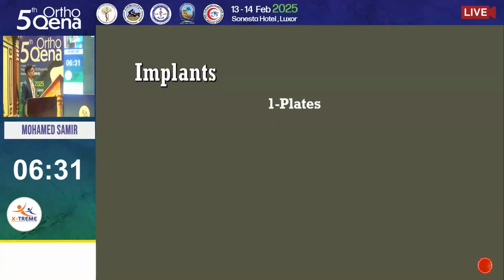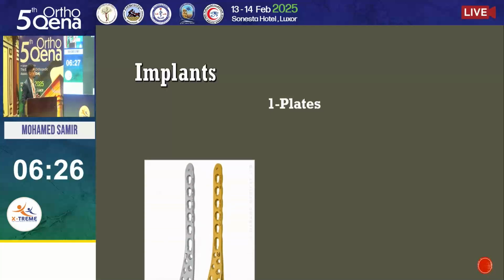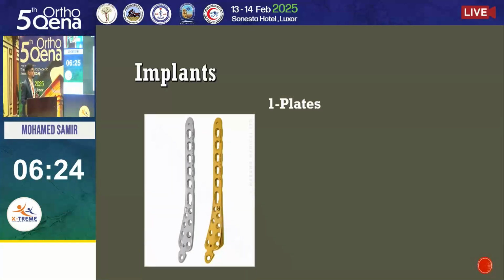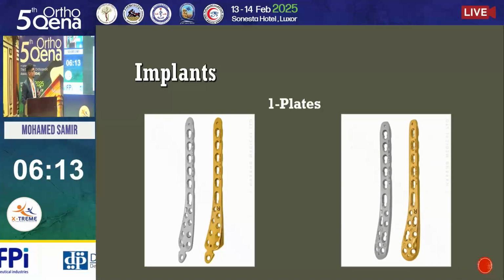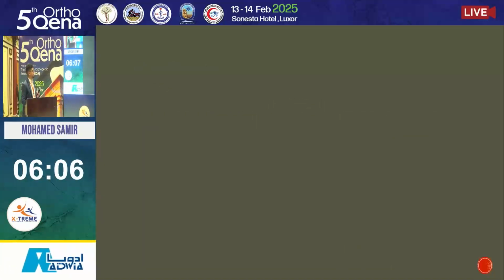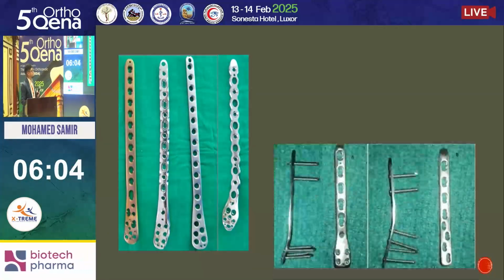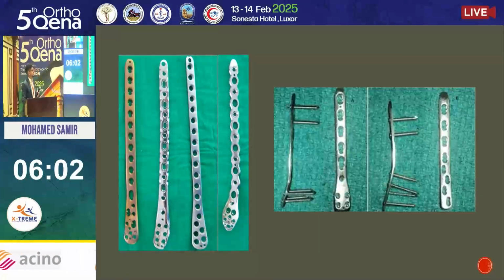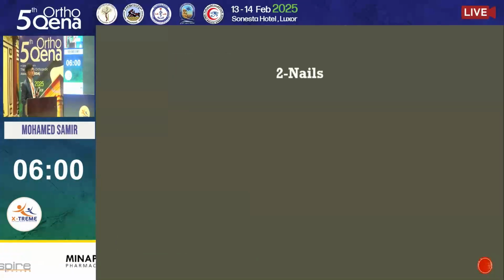Implants. Our study was done with plates. There are different types of plates for the distal tibia, one with malleolar tab and the other without the malleolar tab. These are varieties of distal tibia plate.